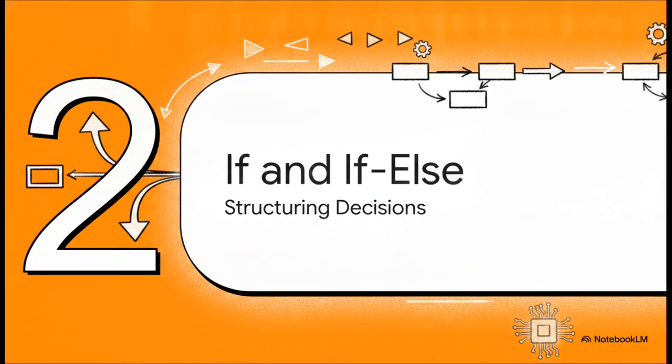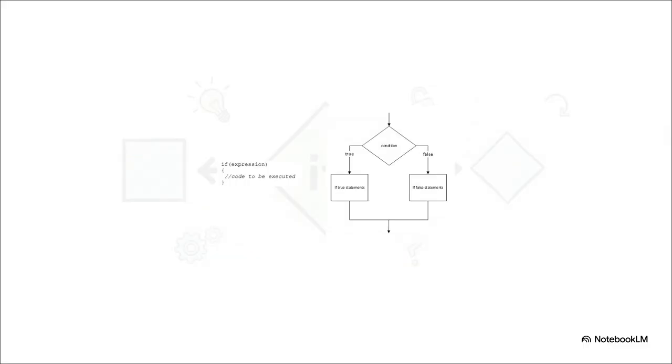Moving to Section 2, the if and if-else structures. Let's look at our first escalation of choice. The simple if structure. This brilliantly illustrates a one-way selection. Notice on the flowchart how the code only executes if the condition is true. Otherwise, it just bypasses it entirely.